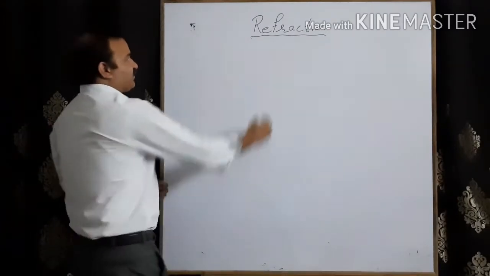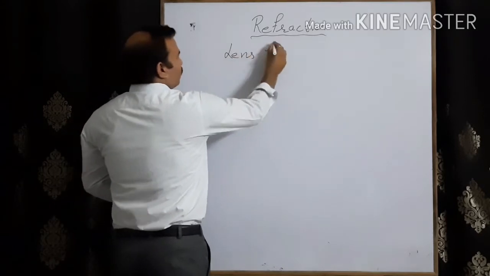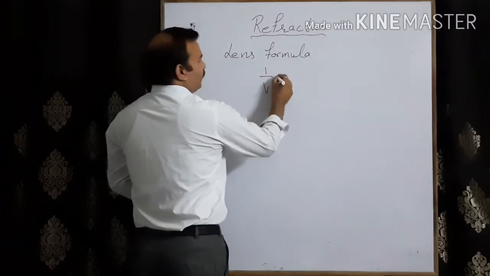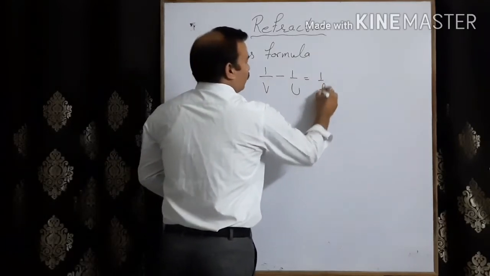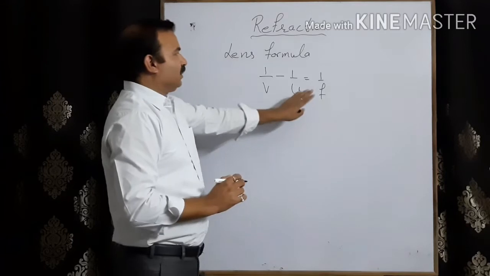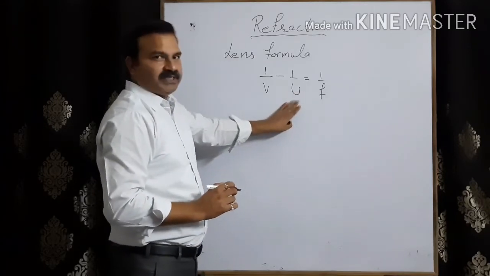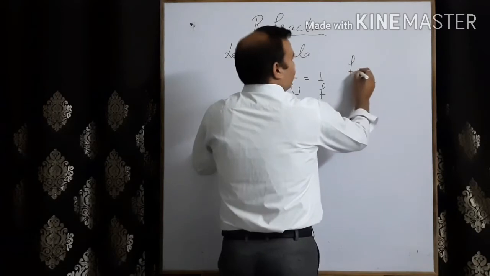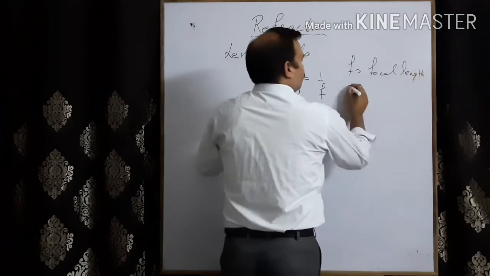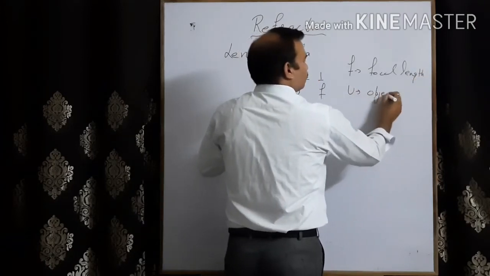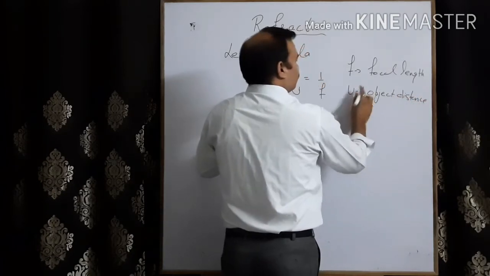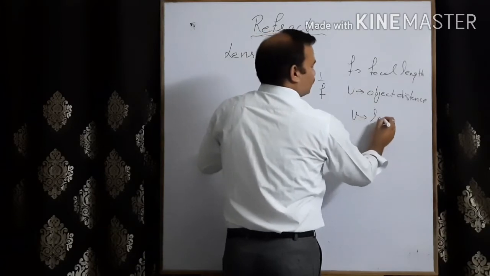Next comes the lens formula. The lens formula is 1 by v minus 1 by u is equal to 1 by f. Fine. This formula shows the relation between the focal length, distance of an object, and distance of an image. I'll write here, f is the focal length, u is the object distance, and v is the image distance.